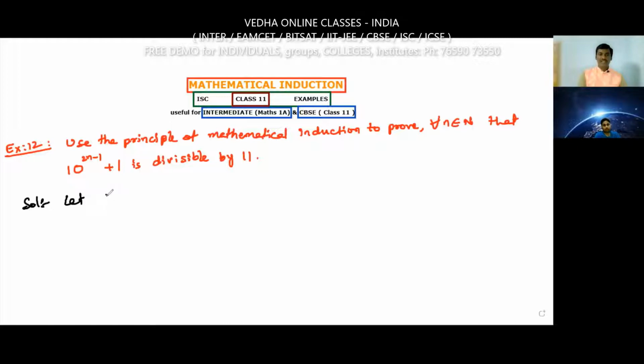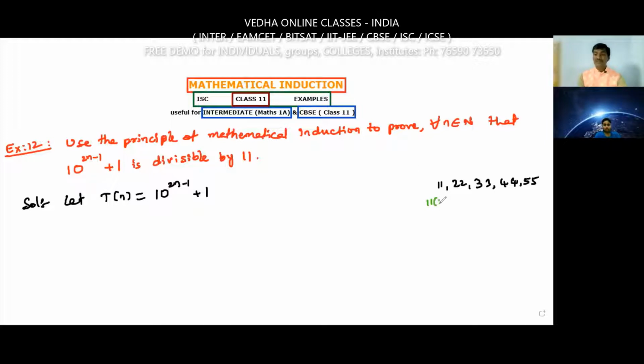Let me take T(n) = 10^(2n-1) + 1. Let me take it is divisible by 11. What numbers are divisible by 11? 11, 22, 33, 44, 55. All these numbers are divisible by 11. Why are these numbers divisible by 11?